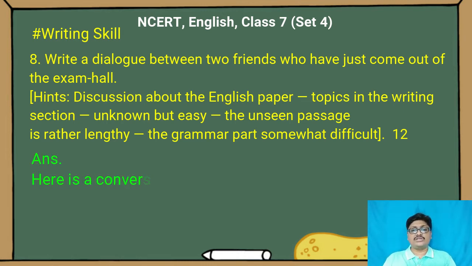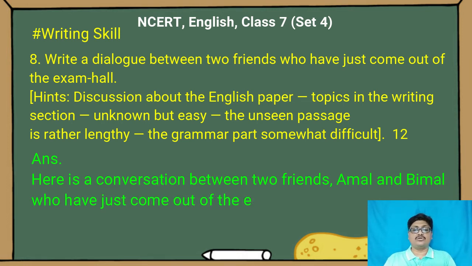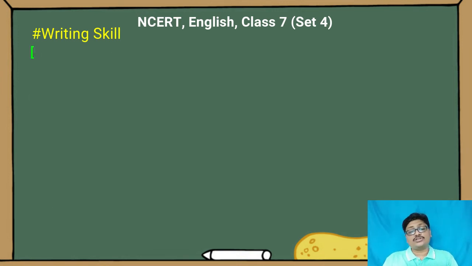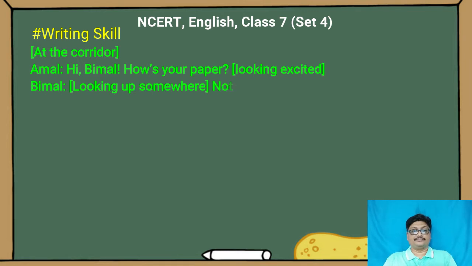Here is a conversation between two friends, Amal and Bimal, who have just come out of the exam hall. Okay, so you can see at the third bracket, the plot of the conversation has been given: at the corridor. Okay, so the conversation was happening at the corridor.